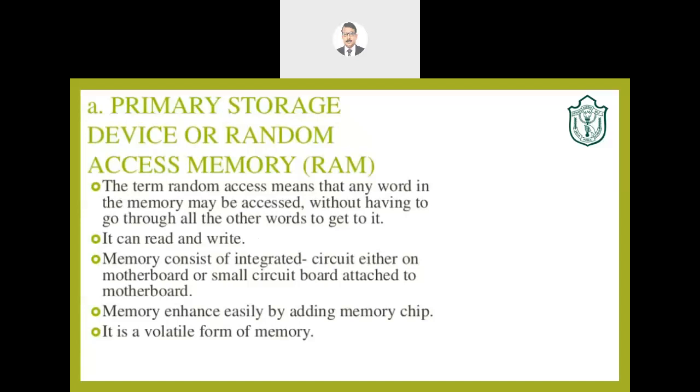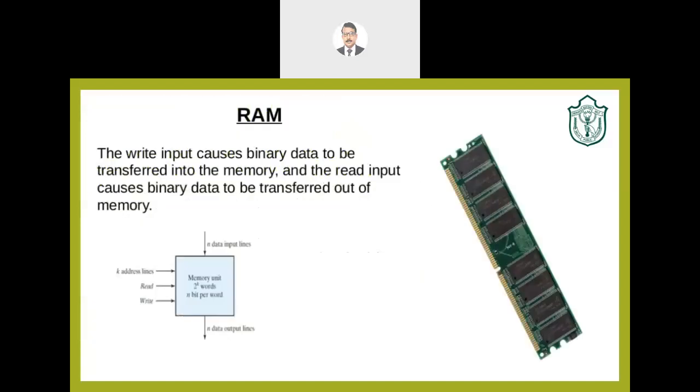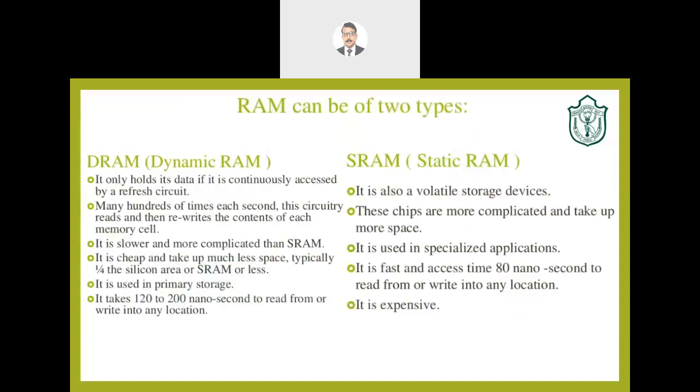Memory consists of integrated circuits either on the motherboard or a small circuit board attached to the motherboard. Memory is enhanced easily by adding a memory chip. It is volatile memory, and it looks like this. RAM. The write input causes binary data to be transferred into memory, and the read input causes binary data to be transferred out of memory.